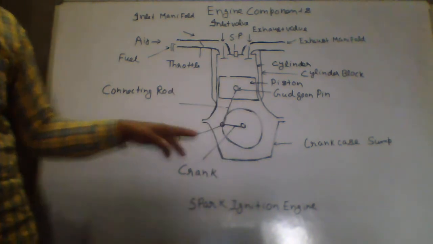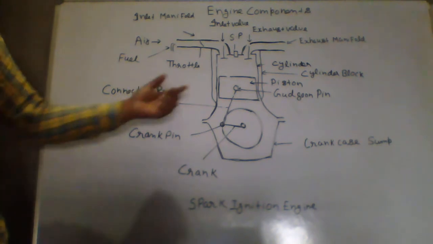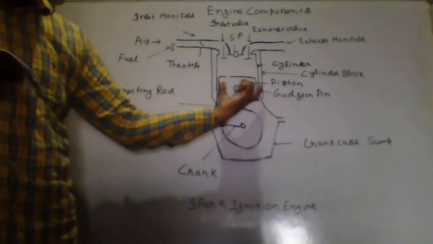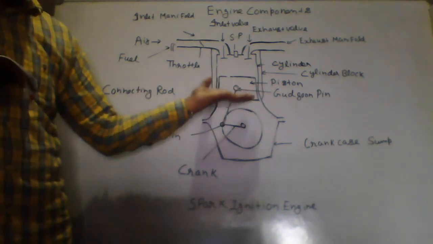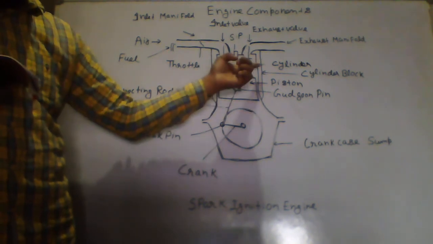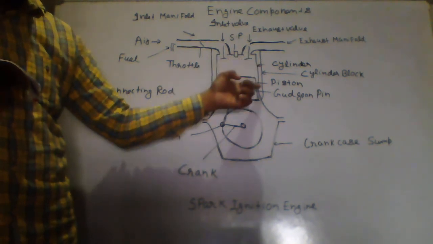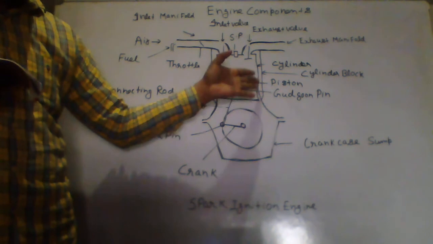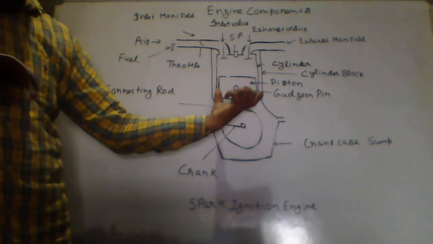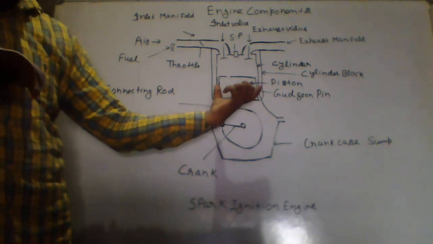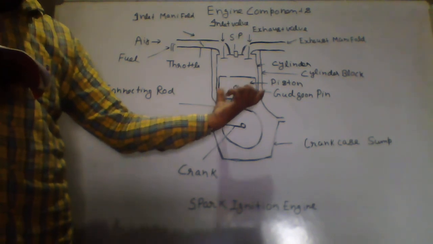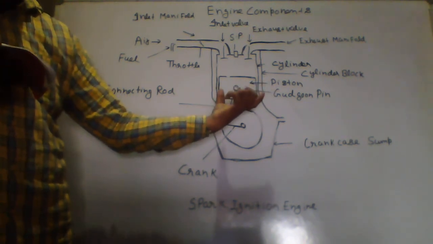Okay, the next part is your piston rings. The piston has rings around it. Okay, because the piston will move up and down, and there is a very small space between the cylinder and piston. To avoid the leakage of gases, we will use piston rings. Piston rings fitted into the slots around the piston provide a tight seal between the piston and cylinder walls, thus preventing leakage of combustion gases.